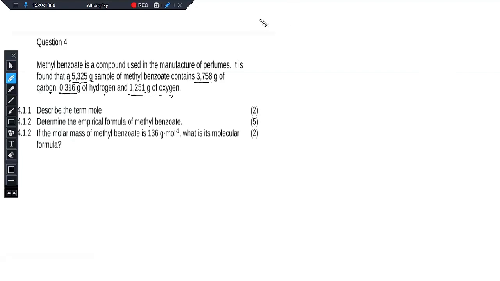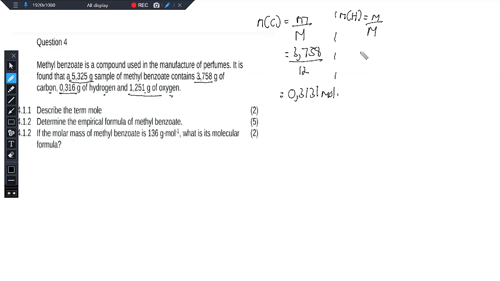So we know that the first step to do is to calculate the number of moles of each element. So we have mass over the molar mass. The mass for carbon is 3.758. Then the molar mass from the periodic table is 12. And then if you punch all of that into your calculator, you get 0.3131 mole, right? And then we have hydrogen. So number of moles of hydrogen is mass over the molar mass, which will give us 0.316 divided by 1, which is 0.316 mole, right?